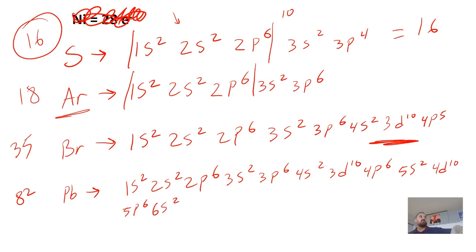So take a look here at 6. What comes after 6s? What is this? 4f what? 14. We need to fill it because this has 71 and we're going all the way to 82. So this is going to be 4f14. After 4f14, now where are we at? 5d what? 5d10, and now we're at mercury. And then what? All right, 6p what? 6p2.